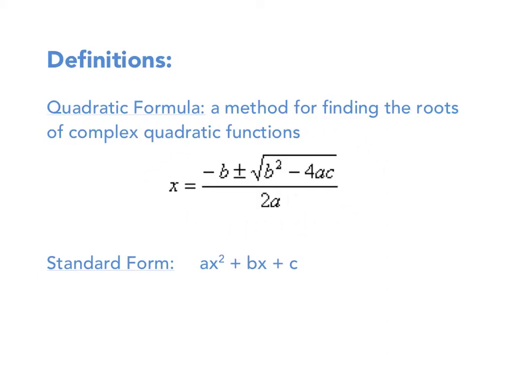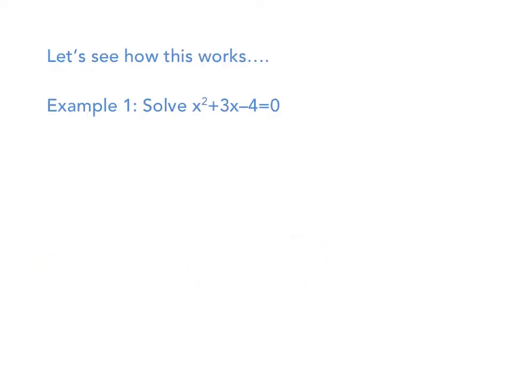And then just remember that we can only use the quadratic formula when your function is in standard form, and that is ax squared plus bx plus c. So let's see how this works. Now we have this example. Solve x squared plus 3x minus 4 equals 0.